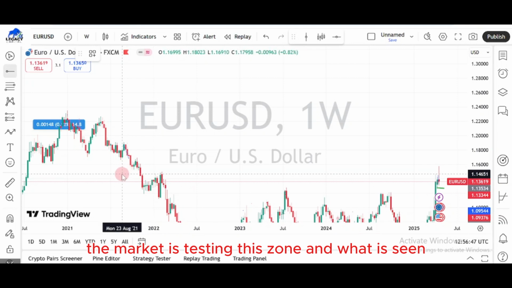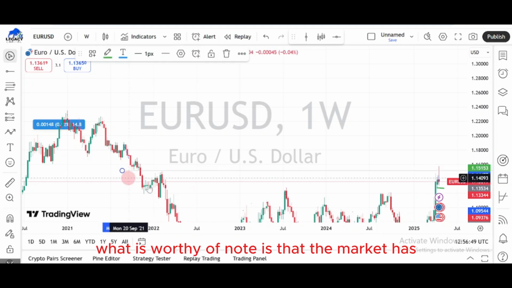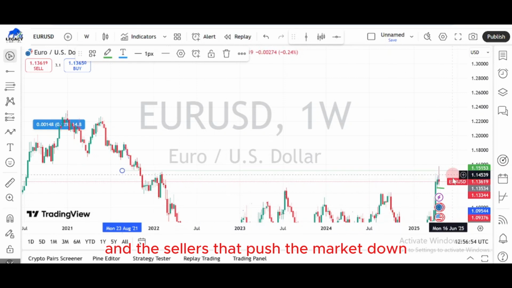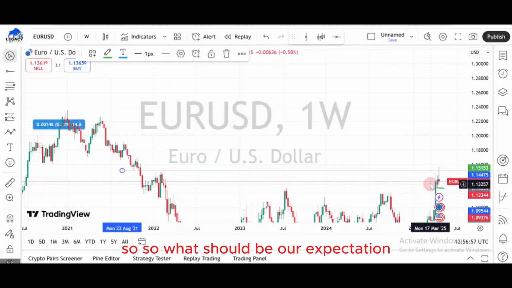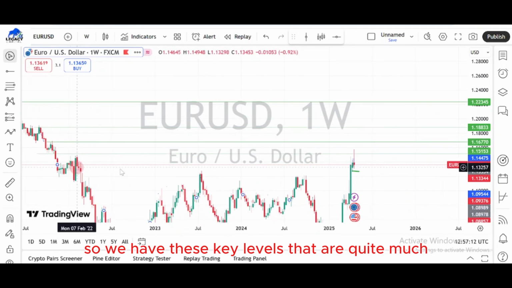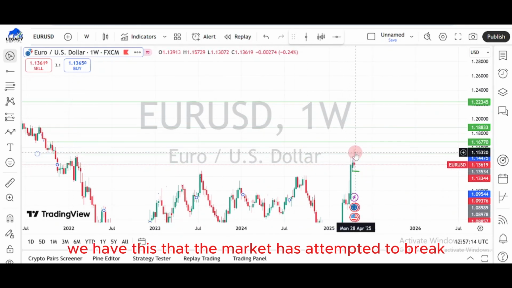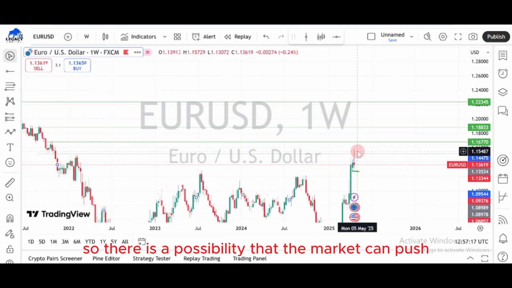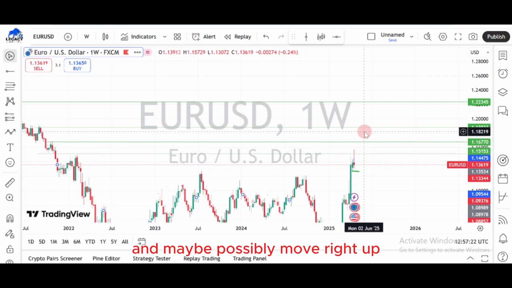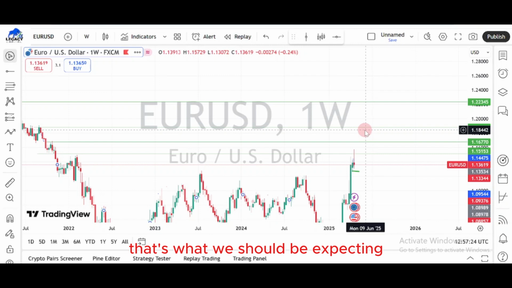What is worthy of note is that the market has attempted to break the zone here, and the sellers that pushed the market down tried to push it back. So what should be our expectation? On the weekly time frame, we have these key levels, quite a number of them. The market has attempted to break this one, so there is a possibility that the market can push further, break it, come right up to this zone, and maybe possibly move right up. That's what can be the possible outcome of the market.